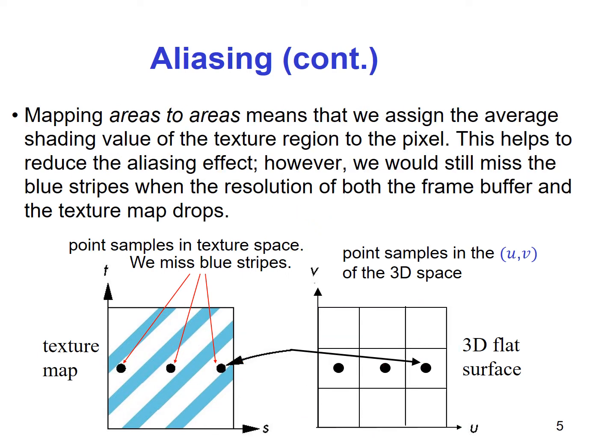Mapping areas to areas means that we assign the average shading value of the texture region to the pixel. This helps to reduce the aliasing effect. However, we would still miss the blue strips when the resolution of both the frame buffer and the texture map drops.